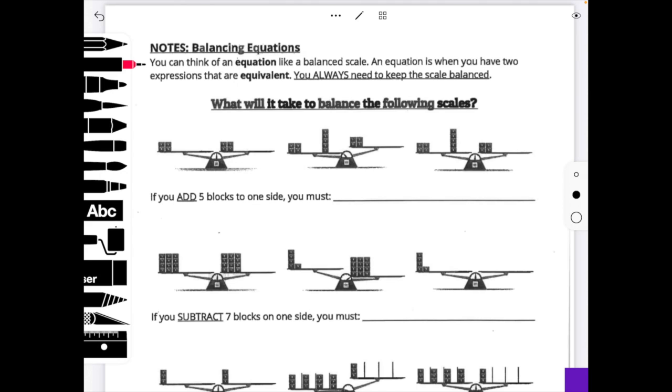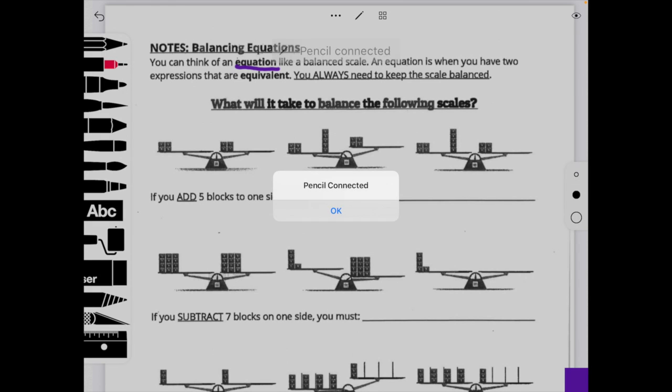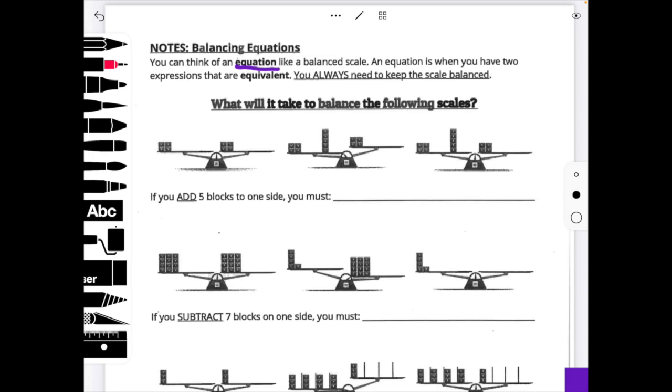We are now going to take everything we've learned so far and start balancing equations, also known as solving for a variable. So figuring out what is our variable, what number does it represent. So first, we can think of an equation like a balanced scale, and we already talked a little bit about that. An equation is when you have two expressions that are equivalent, and you always need to keep the scale balanced so that the expressions are equal to each other.